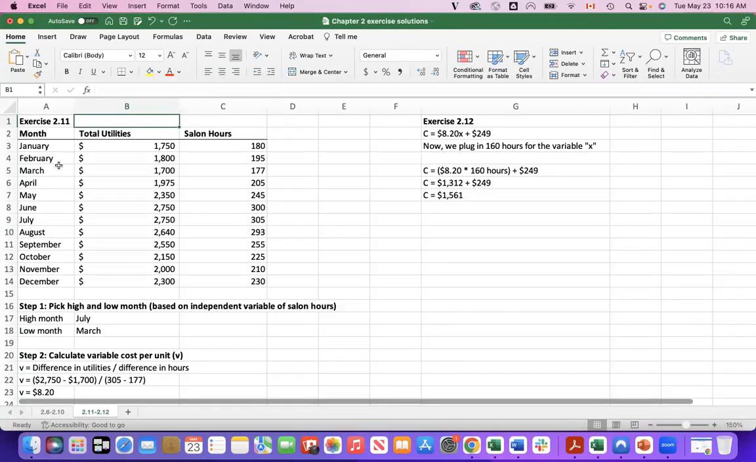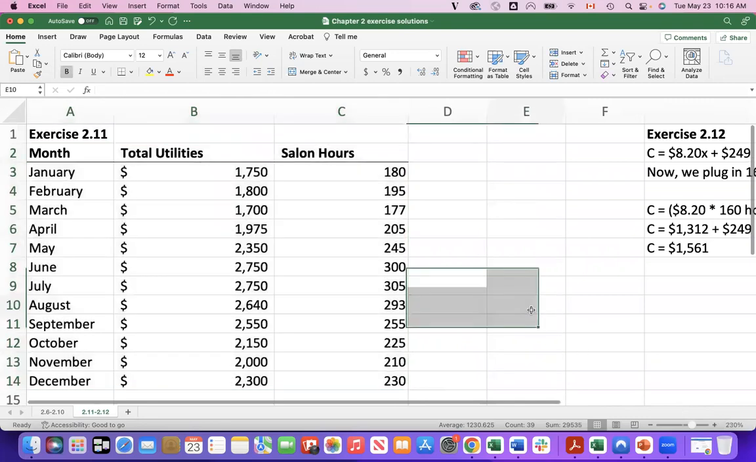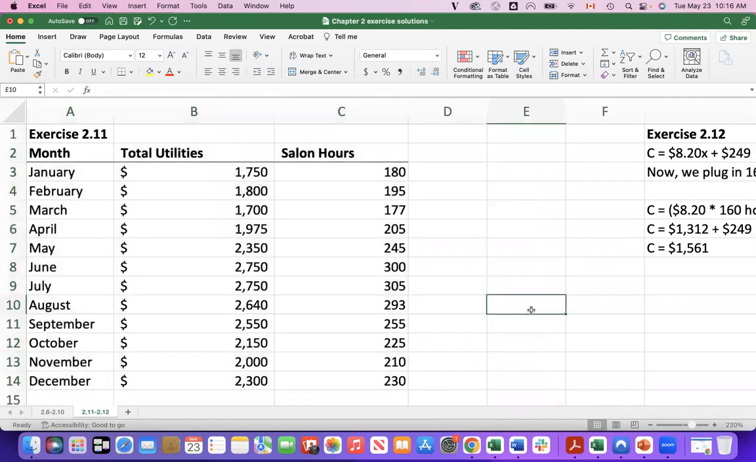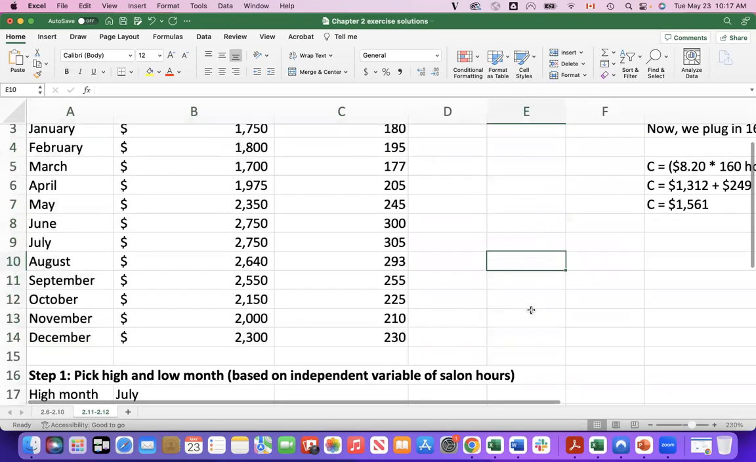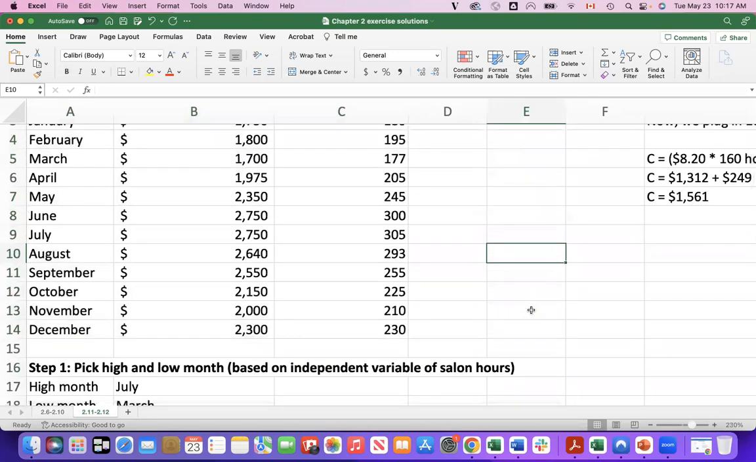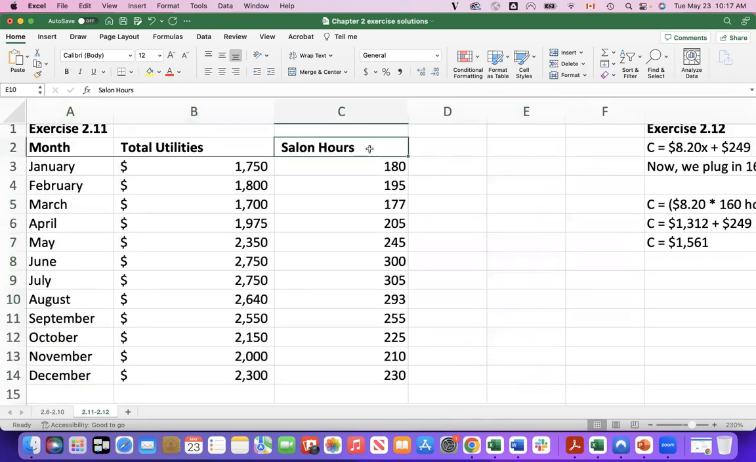So I have, again, reproduced the data here in the table, in the Excel file. You can see the monthly data there. As we go through this, remember the first thing we have to do, we have to pick the high-low months. So based off of the data set given, we use the independent variable to pick the high and the low. The independent variable in this case would usually be the non-monetary amount, in this case, salon hours open.